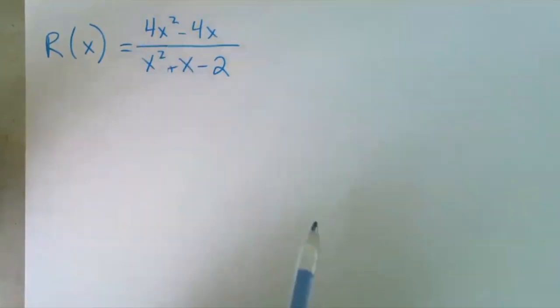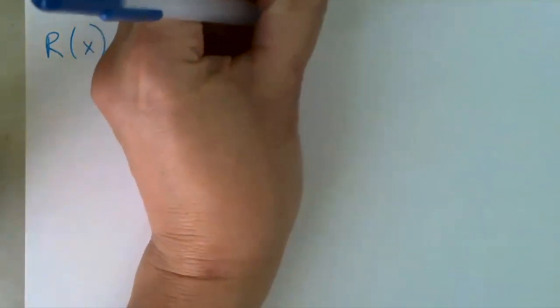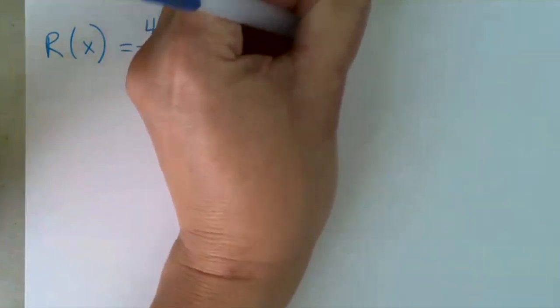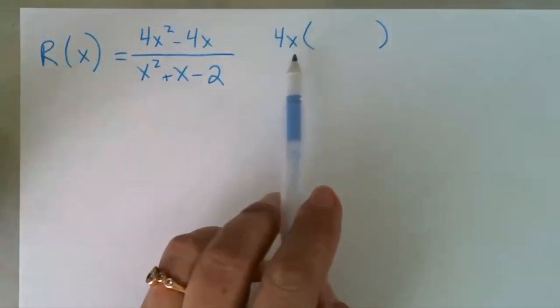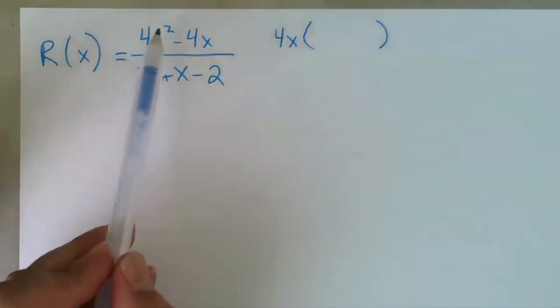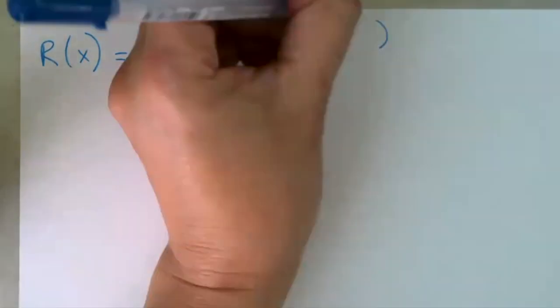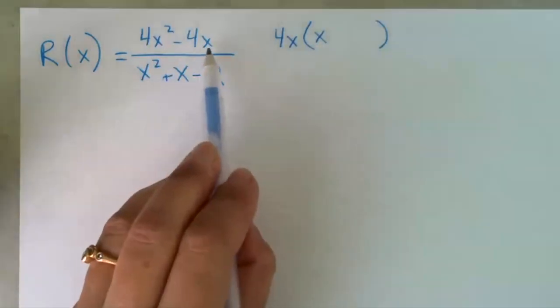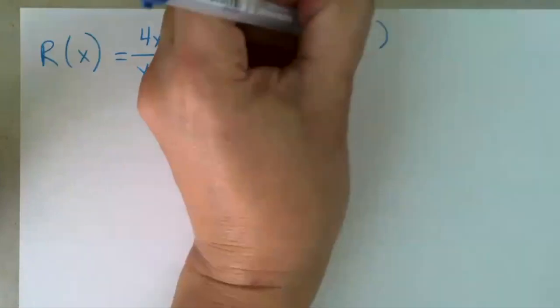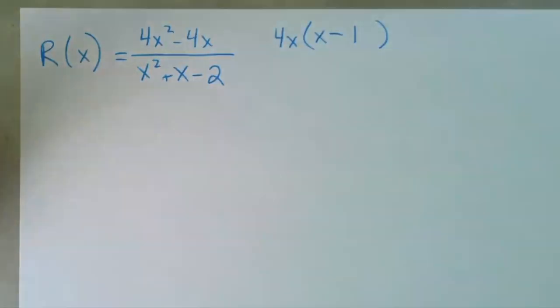4x squared minus 4x, I see that a 4x is multiplied into both of those terms. So I'm going to factor it out. And 4x squared divided by 4x, I'm left with just an x. And minus 4x divided by 4x, I'm left with just a minus 1.